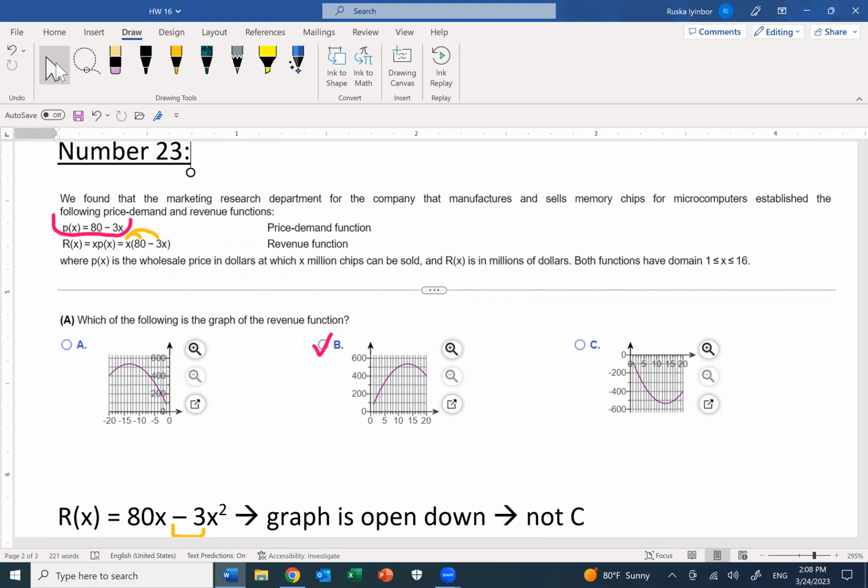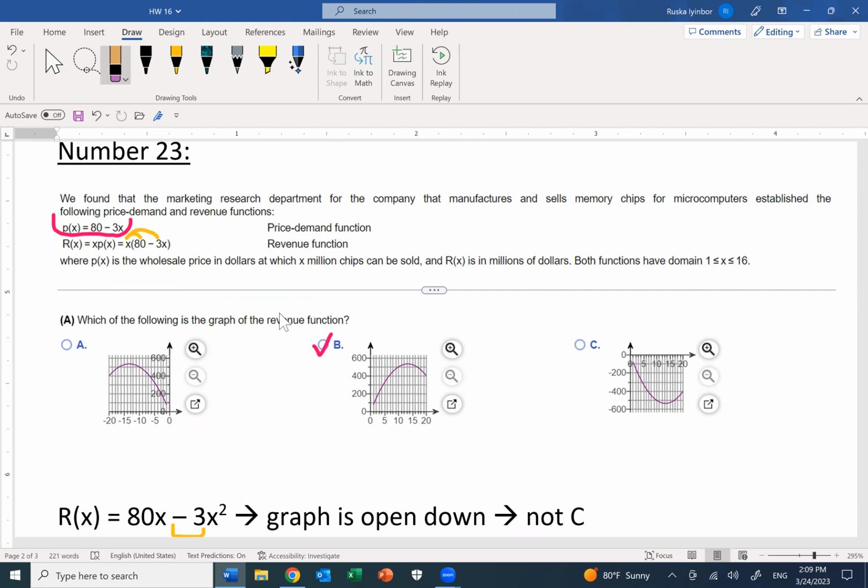We have P of X, which is the price function, and we have R of X, which is the revenue. Revenue is price times quantity. And if you see here, revenue is X times P of X. That's exactly what revenue is. Revenue is price times quantity, okay? And then they also give me X times 80 minus 3X, so just multiplying them.